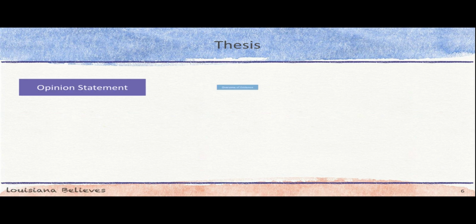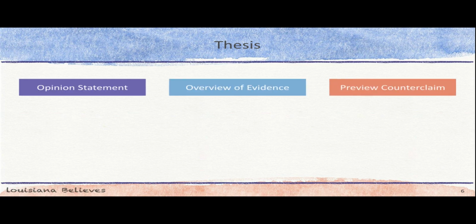Let's explore the structure of a thesis statement for argumentative writing. A thesis statement includes an opinion statement, an overview of the evidence, and something like a preview of the counterclaim. Your thesis statement in an argumentative essay should be introduced at the end of your introduction paragraph.